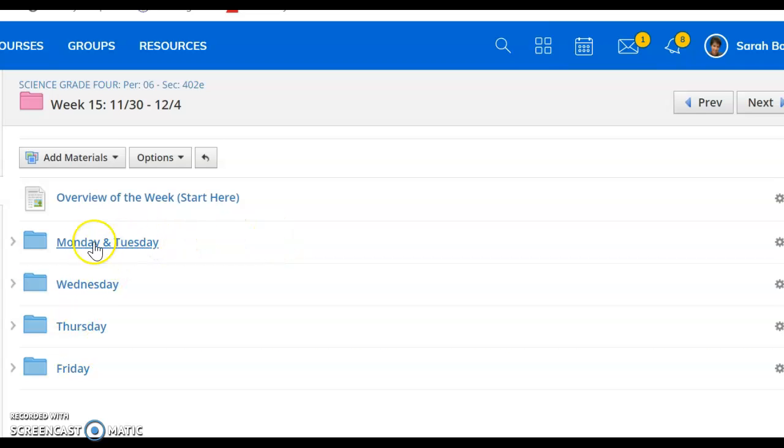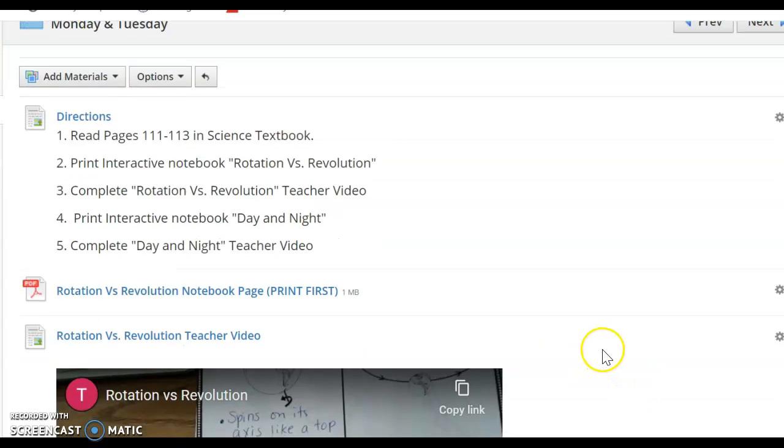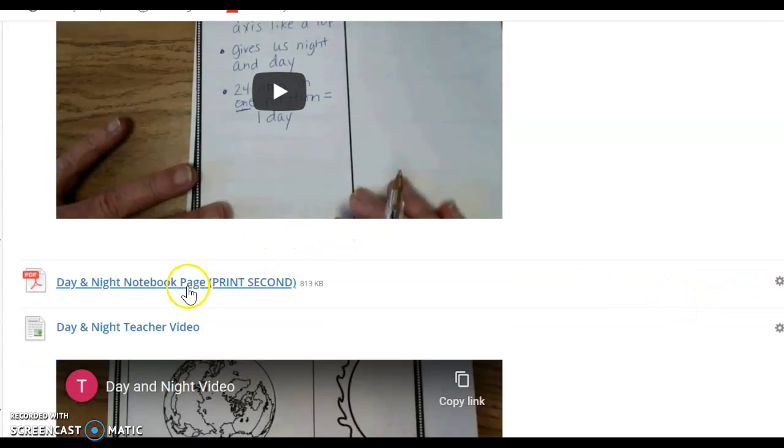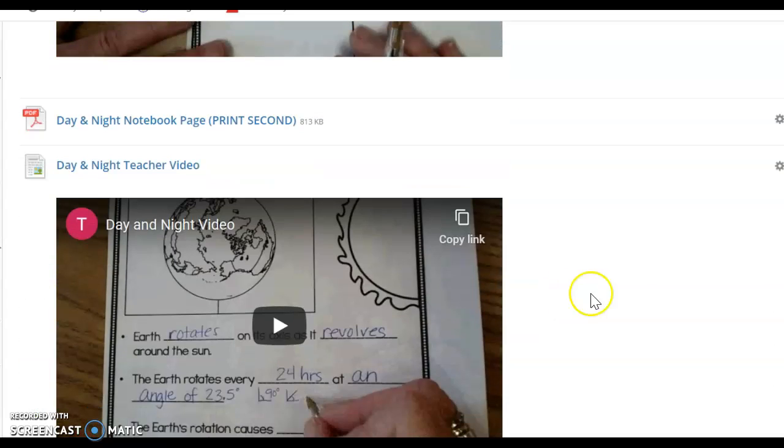And if you look at this week, you can see Monday and Tuesday are combined. That's because you're going to learn about rotation versus revolution and also the effect that has on day and night here on Earth. So there are two interactive notebook pages, this one right here on rotation and revolution and this one here on day and night that you will need to print. If you are unable to print those, then you can recreate those. You can kind of see them a little bit in this video.